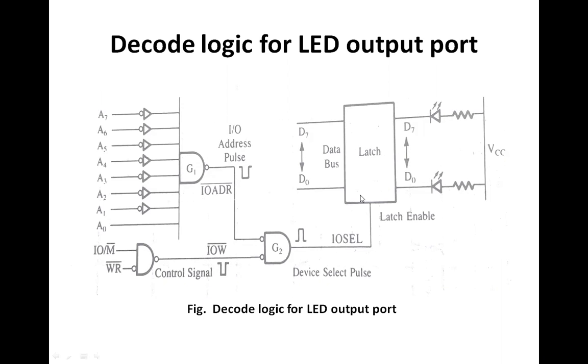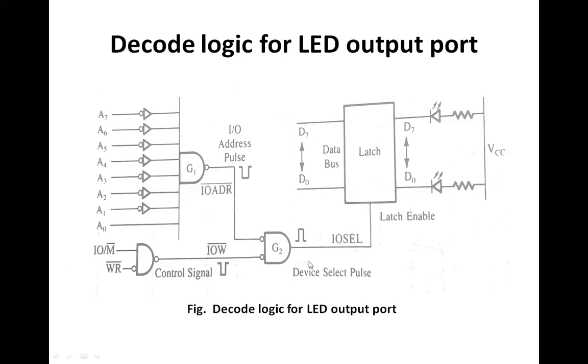So to do this operation, G1 is going to generate a low pulse. Otherwise, the output remains high. And G2 is combining the signal which is generated by G1 as well as the signal which is generated by IOW to generate the input output select. And when both the inputs are low, this and this, the input output select signal is going to be generated. And this happens in machine cycle 3.